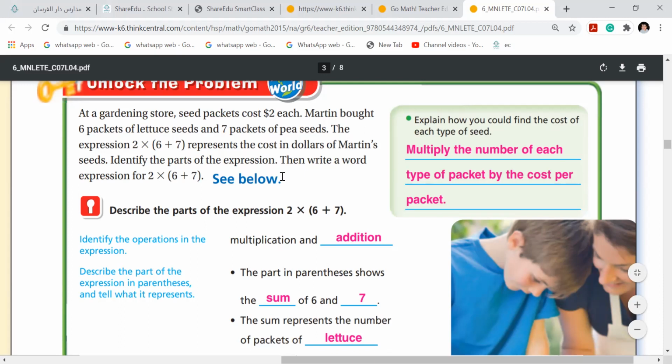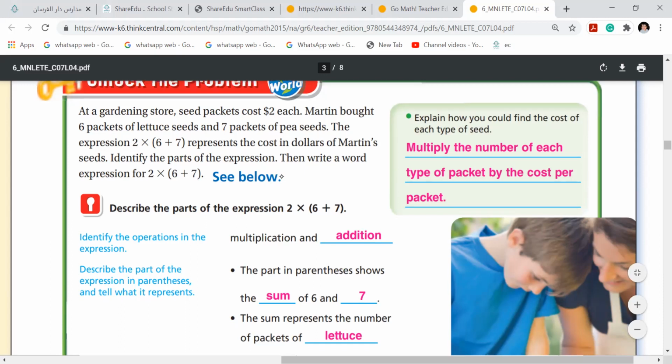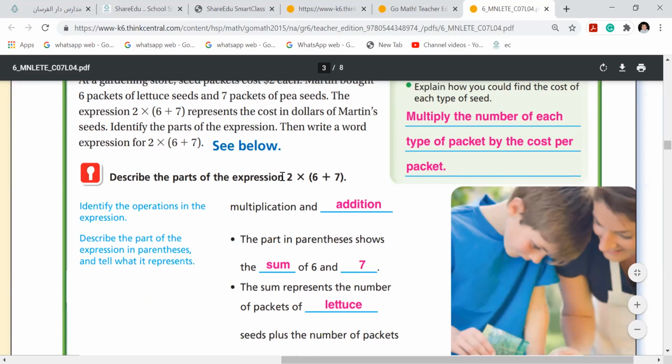They did not talk about anything about x and y, so leave that. Now, what is the relation? 6 plus 7 is addition, and 2 and 6 plus 7 is the product. We have multiplication, and we also have addition. Inside the parenthesis, 6 plus 7, is it addition or subtraction? Sum. Sum of 6 and 7.